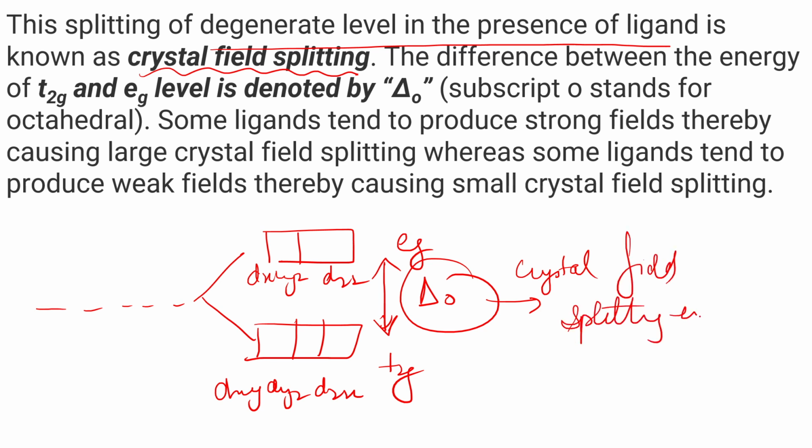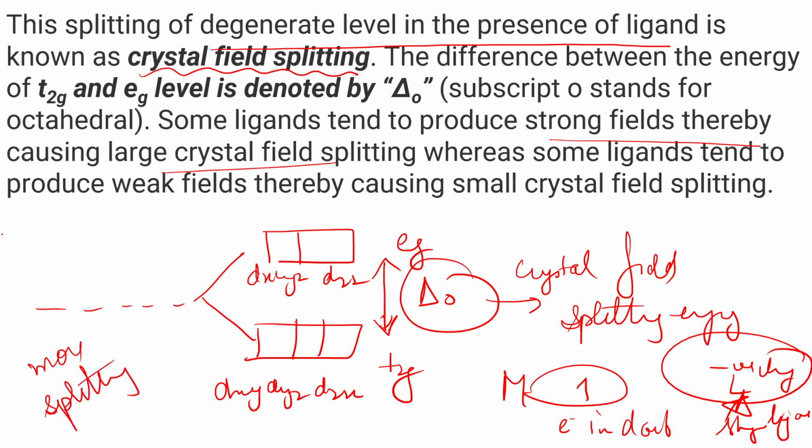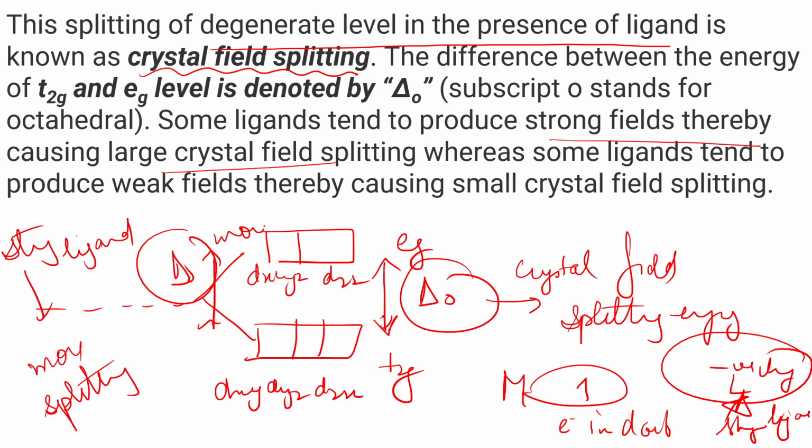Some ligands tend to produce stronger fields, thereby causing a larger splitting. This splitting occurs because of the electrons in the d orbital and the ligand's negative charge. So strong ligands tend to cause more splitting. A strong ligand will cause more splitting, so the delta O value will be more. And weak ligands will cause smaller splitting.